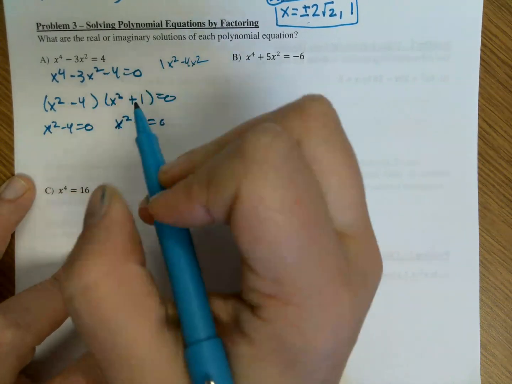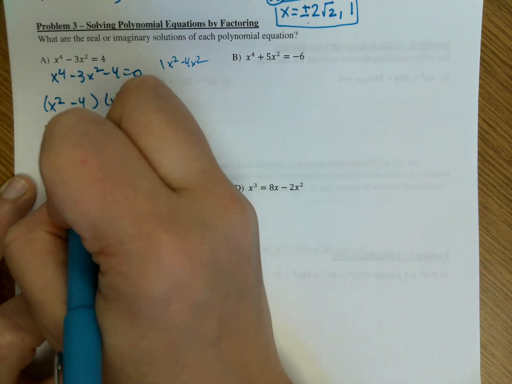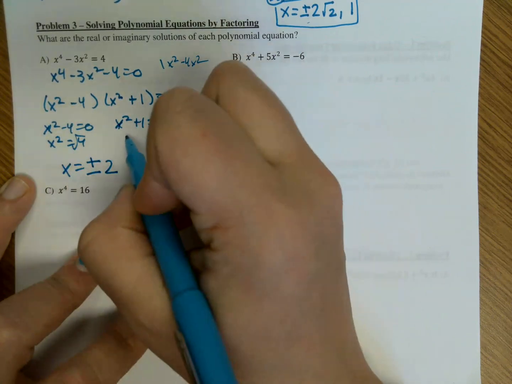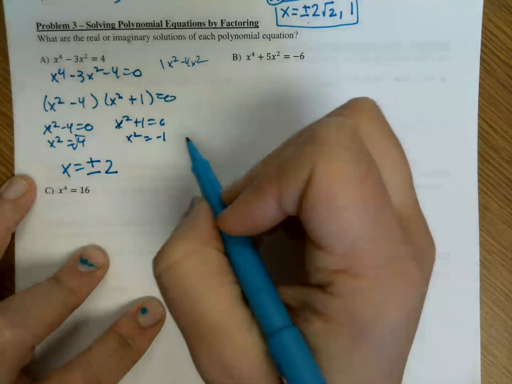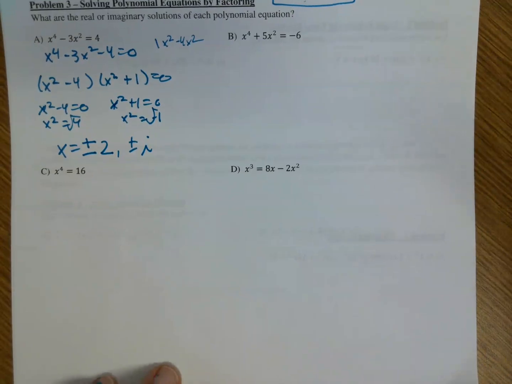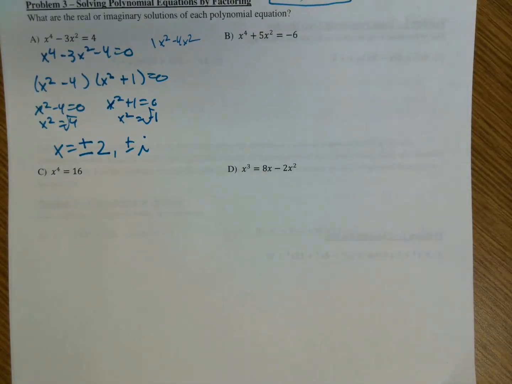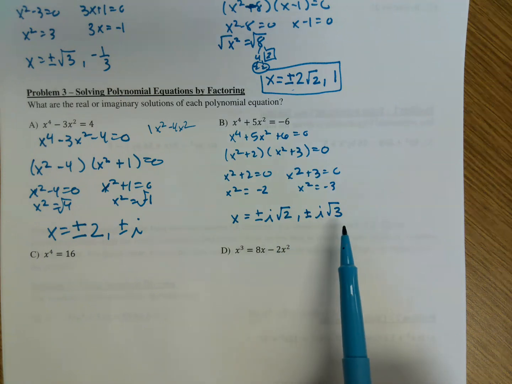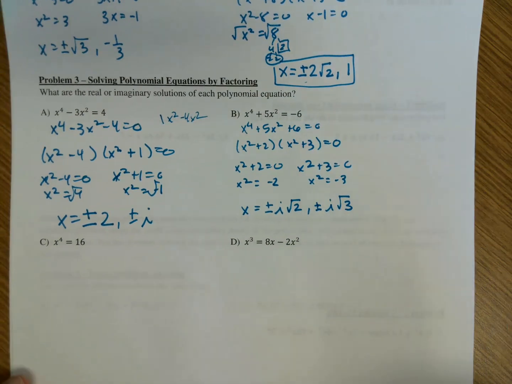Those are x's, not y. So I add my 4 over, take the square root, x is equal to positive negative 2. Here I subtract my 1 over, take the square root, positive negative i. I want you to try to do b by yourself. You should have gotten positive negative i square root 2, positive negative i square root 3.